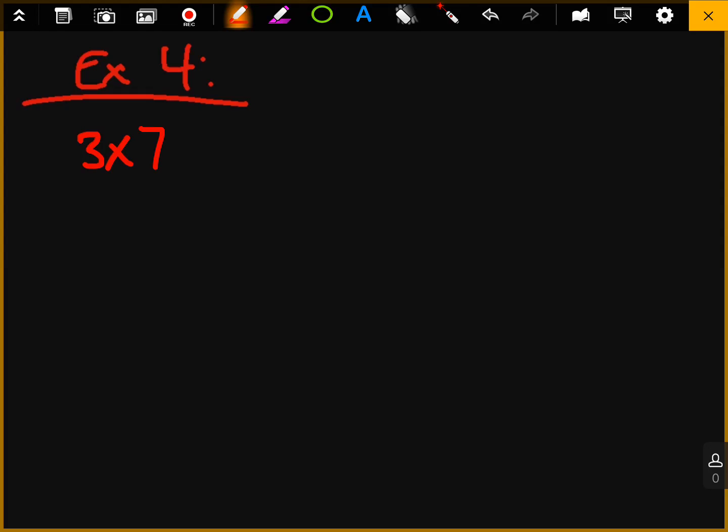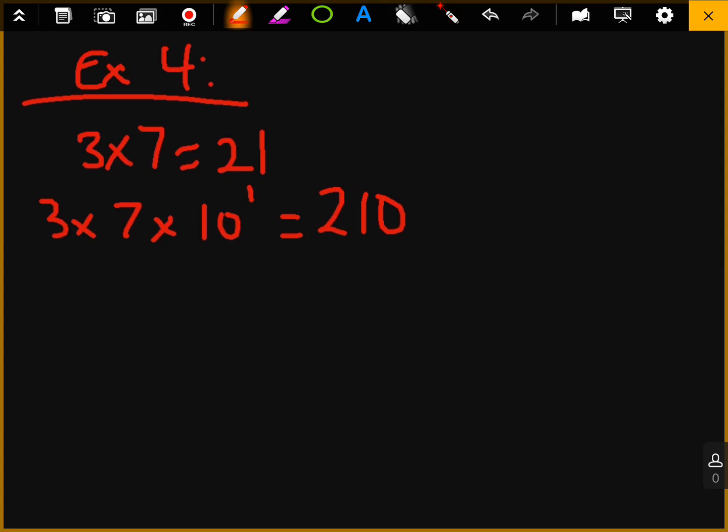3 times 7 equals 21. 3 times 7 times 10 to the first power equals, take a second and guess. Okay, 210. And pause if you need more time.